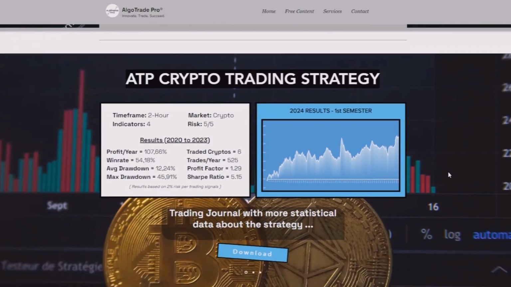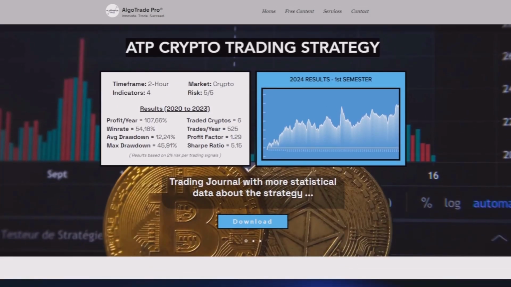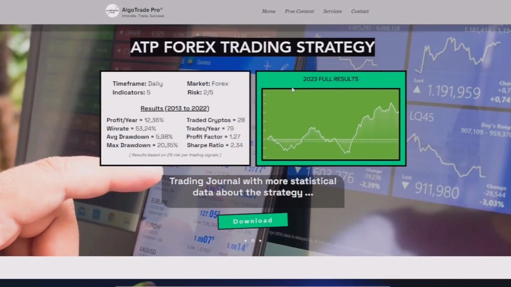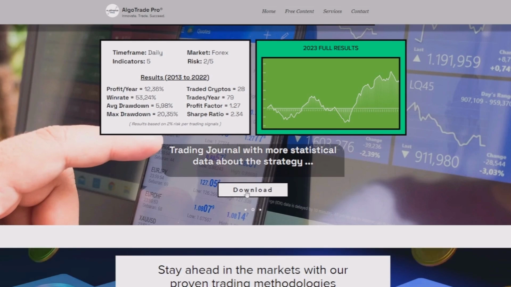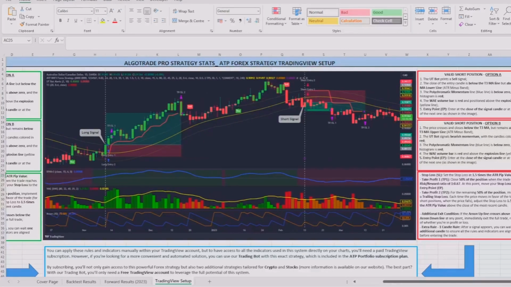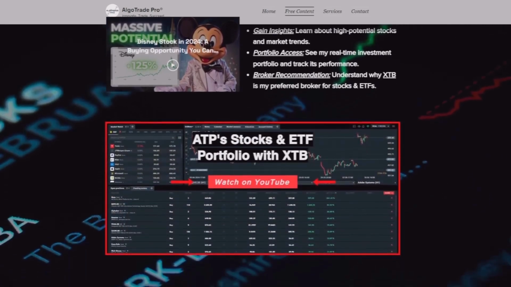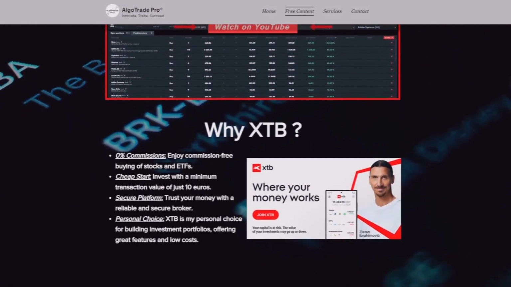On the same page from my website, click on this right arrow, and next to the crypto strategy you will find the Forex Strategy results and this green button that says download. Simply click on it and now you have the free document. And before showing all the other features of my new website, let's check out our final strategy.